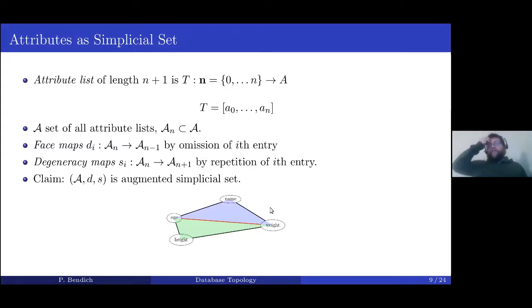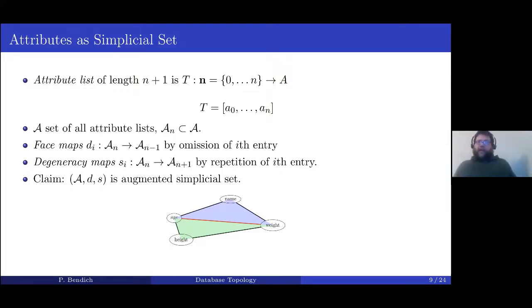I also have these things called degeneracy maps, which map an attribute list of length n plus 1 to an attribute list of length n plus 2 by just repeating the ith entry. So for example, I have the edge name, weight, and I make the degenerate triangle name, weight, weight by repeating that. That sounds silly. That's needed in simplicial set theory. It's also entirely reasonable later when we're going to see what we mean by measures. It might well be that what I really mean by name, weight, weight is I have weight according to one opinion and weight according to another opinion, right? And so that might be what's going on.